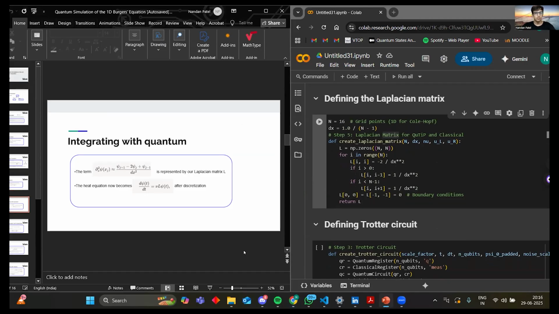Now you might be asking, how does all of this relate to quantum computing? Well, let's see how. After we discretize the entire wave function, the Laplacian operator can also be discretized into the Laplacian matrix L, and therefore the heat equation now becomes the one that you can see on the screen on the PPT. And if you may remember, this is also the initial goal equation that I had shown to you in one of the initial slides.